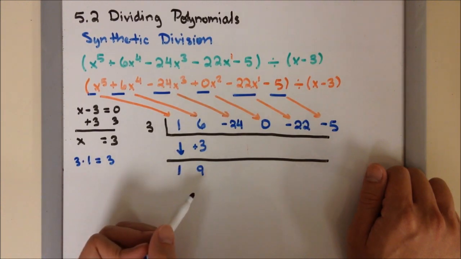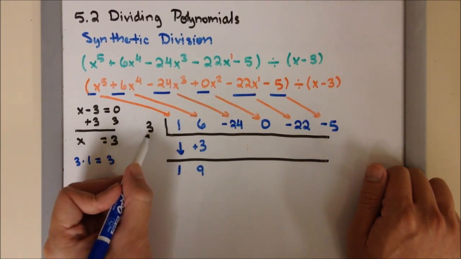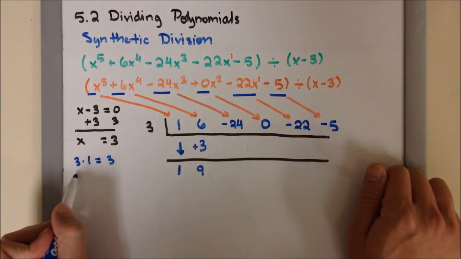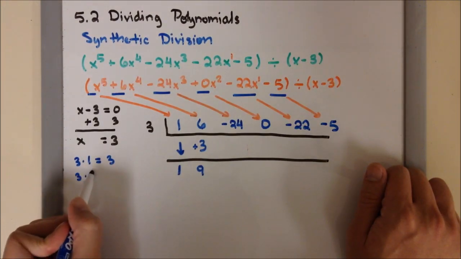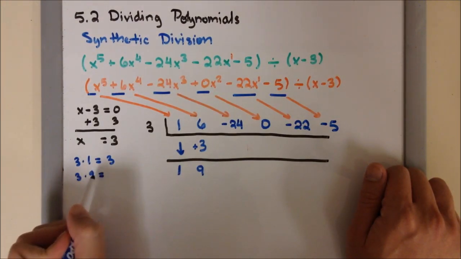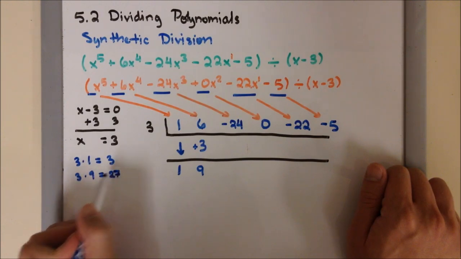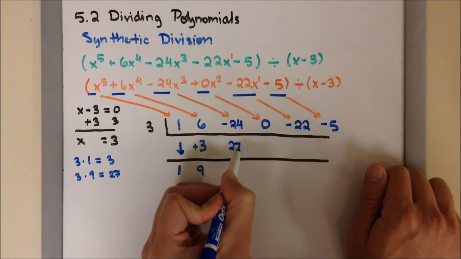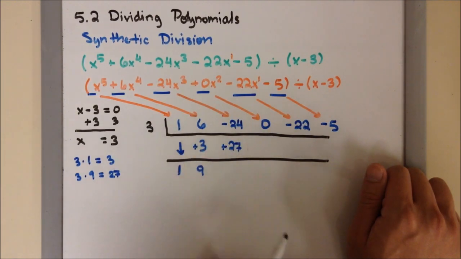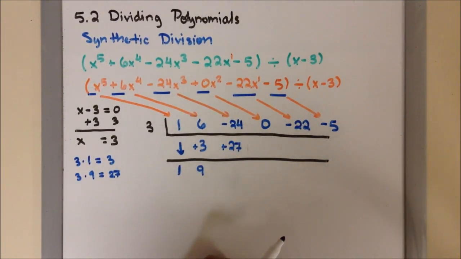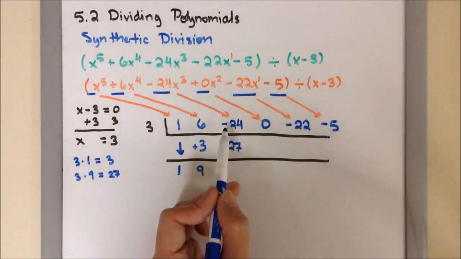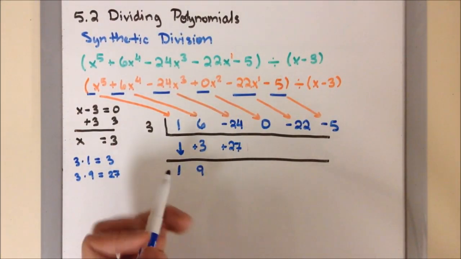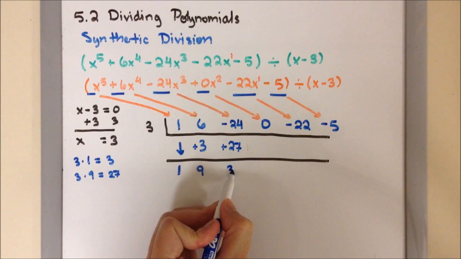Alright, I'm going to repeat the process. I'm going to use this 3 again, multiply to that 9. So 3 times 9 is 27. So I'm going to bring that 27 and put it over here. Since it's positive, I'm just going to write a plus in front of the 27. Then I'm going to do negative 24 plus 27, that will be 3.